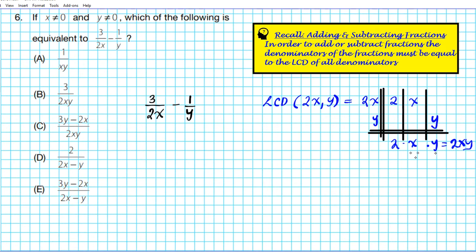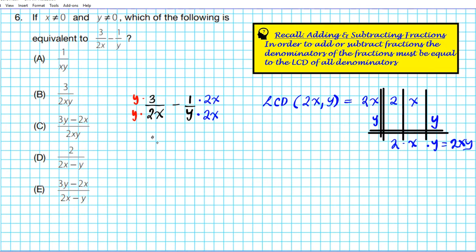So what I'm going to do now is my goal is to make these two denominators equal to 2xy. So whatever I multiply the denominator by, I have to multiply the numerator by the exact same factor so that I do not alter the problem. 2x needs a y, so I times it by y on the top and bottom. 1 over y, the y needs 2x, so I times it by 2x top and bottom. Okay, and then let's go ahead and expand it.